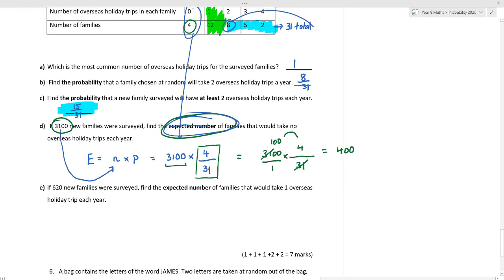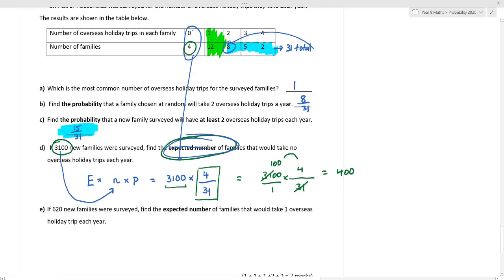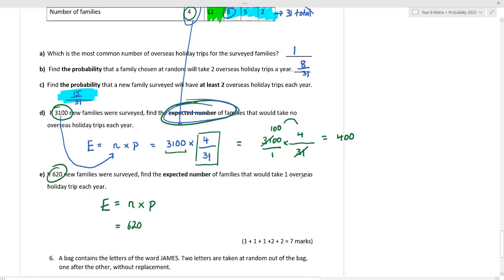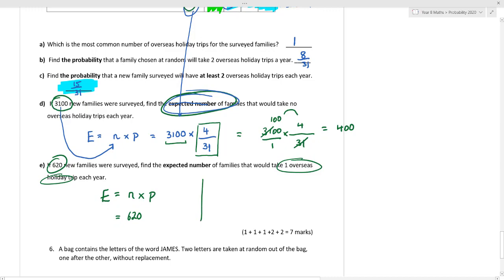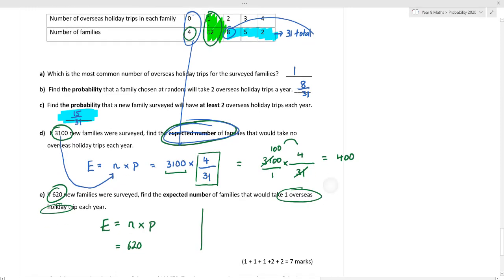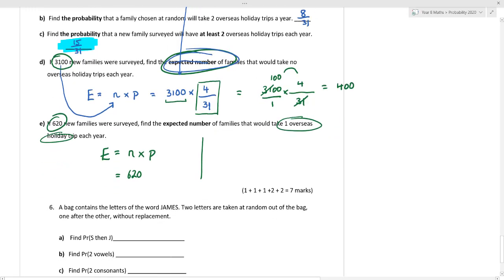Now it says if 620 new families were surveyed, find the expected number of families that would take one overseas holiday. Well, we've got to do a different one now. First of all, the expected number is equal to n, my number of trials, times its probability. So the number of trials this time is 620, and we're looking at taking one overseas holiday. What is that probability? We're looking at 12 out of 31, isn't it? 12 people out of 31 based on our trial.